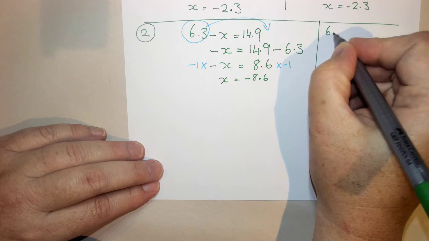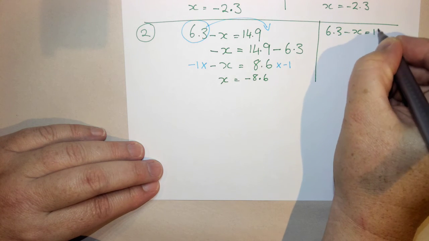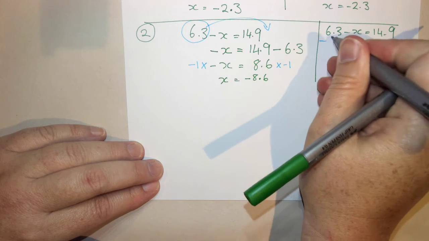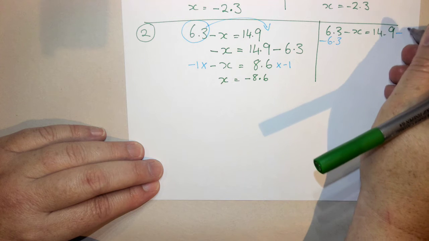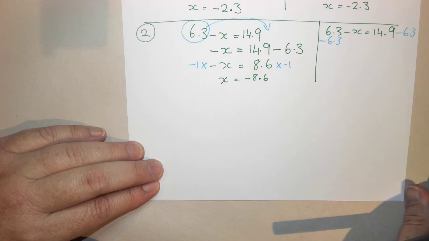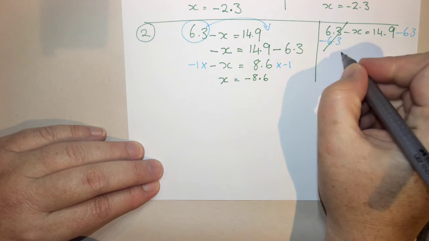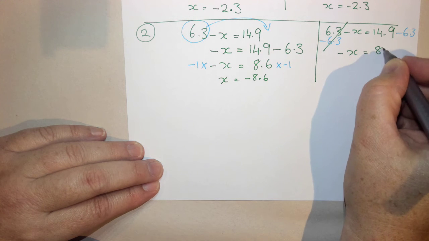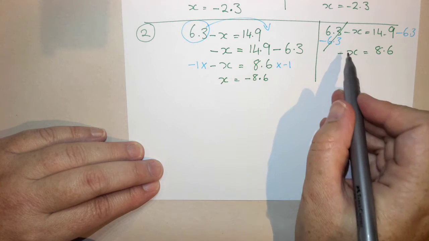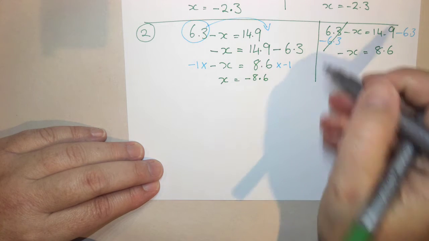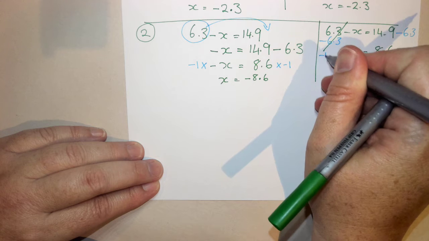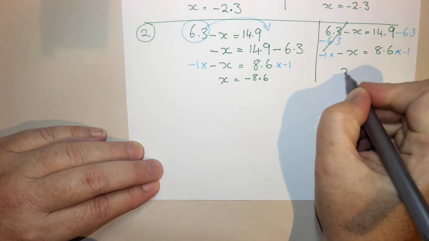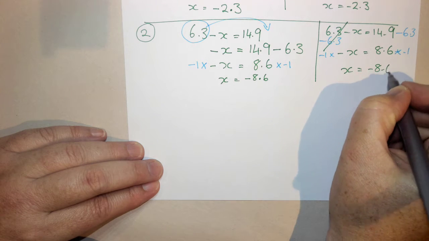Equally, if I just do the same as I did above, I could have said, look, I want to subtract 6.3 from that side, subtract 6.3 from there, and then those would cancel out to leave me with minus x equals 14.9, take away 6.3, which is our 8.6. I still need to get rid of that negative x in front there, so I multiply by negative 1 on both sides, and that will get me to the same answer of x equals negative 8.6.